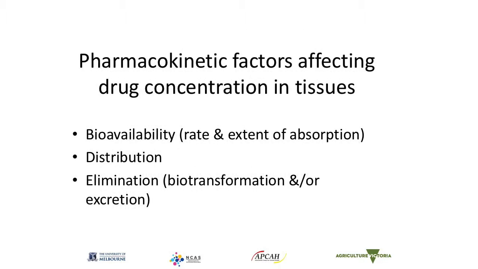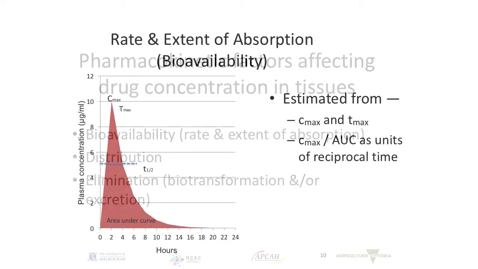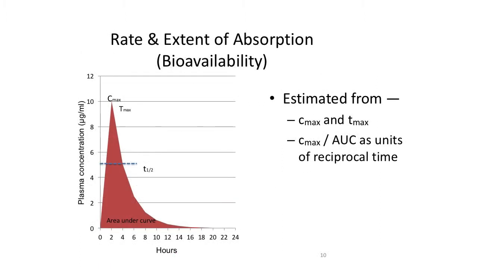The 3 pharmacokinetic factors that influence drug concentrations in the tissues, where they will have their effect, are its bioavailability, distribution, and elimination. This graph shows how absorption can be calculated by measuring plasma concentrations over time. The rate of absorption is estimated from the peak maximum plasma concentration, or the Cmax, and the time at which the peak concentration is reached, or the Tmax. It can also be estimated from the peak maximum plasma concentration divided by the total area under the plasma concentration time curve, or the AUC, expressed as units of reciprocal time.